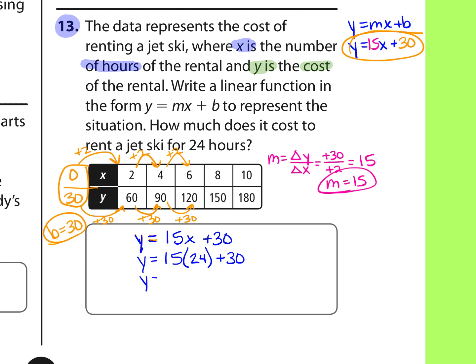So we're just going to simplify this. We're going to multiply 15 times 24 and then add 30. We get 390. So the cost is $390.